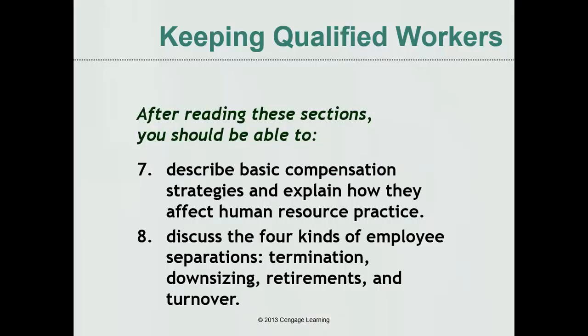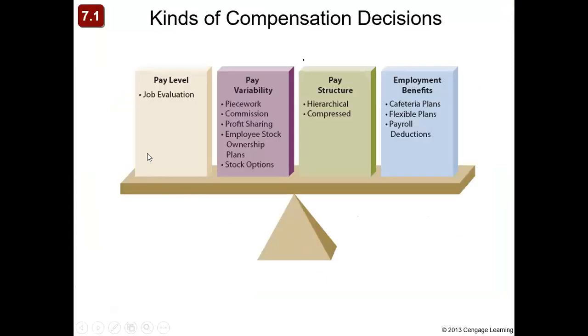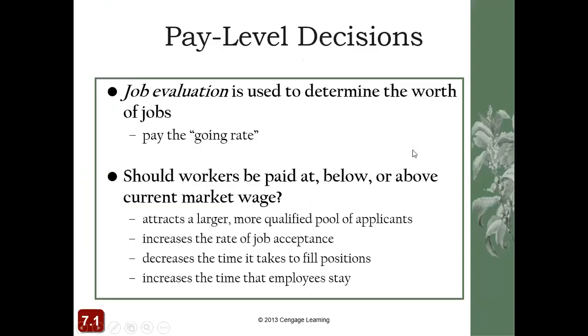So qualified workers, how do we try to keep them engaged and happy? We think of compensation, which is usually a good way. So compensation and employment benefits. Those are some common areas that you use to keep a current employee happy. There are different types of compensation level: pay level, pay variability, pay structure, employment benefits.